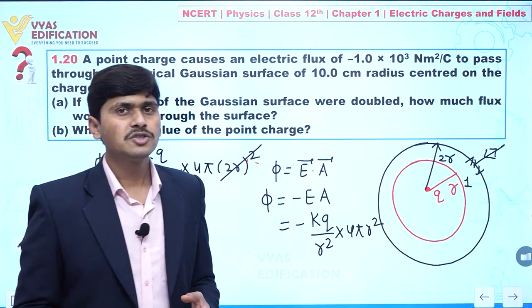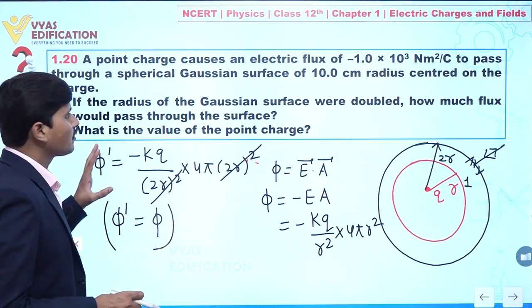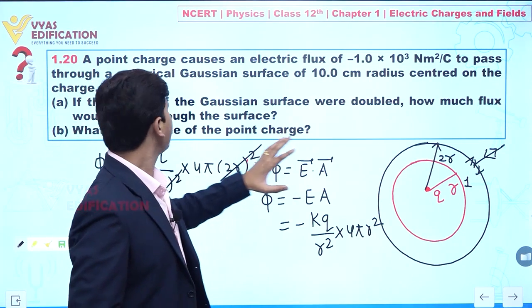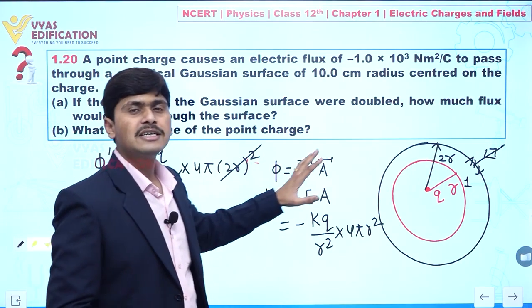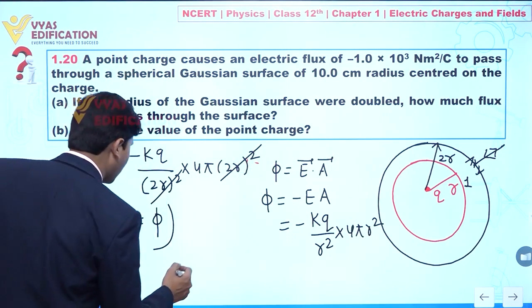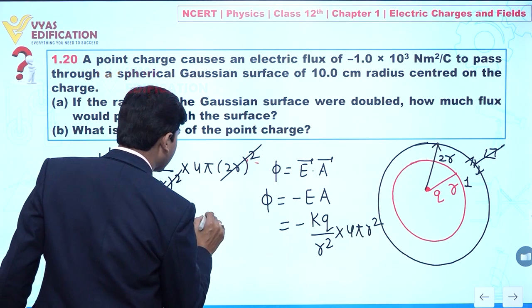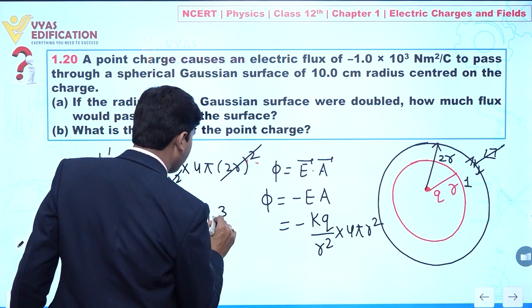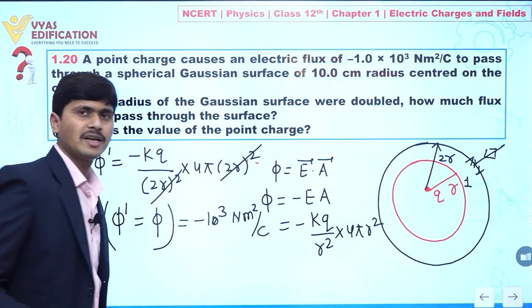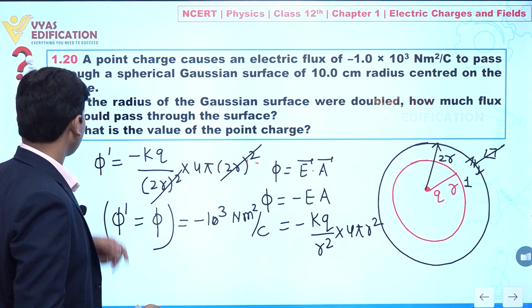Clear to everyone? So what is the answer of part A? How much flux would pass through the surface? The same flux which passed through the original surface. So our answer is equal to minus 10^3 Newton meter square per coulomb. Clear to you? Yes or no?